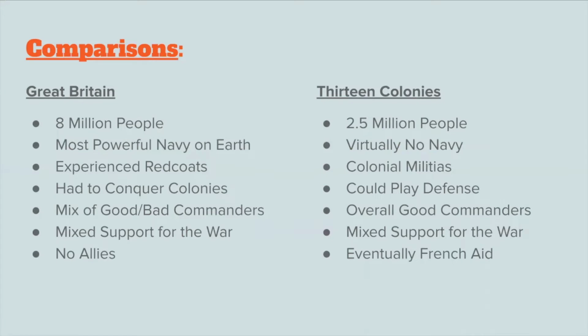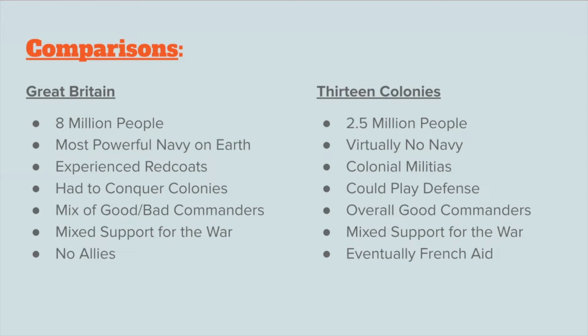First of all, the colonies could play defense. The 13 colonies were geographically large, massive compared to England, and Great Britain was going to struggle throughout the conflict to hold on to large swaths of territory. Great Britain also had a mix of good and bad commanders. They had some quality commanders, but others had more or less just purchased their titles from the king, whereas the United States, by and large, experienced quality commanders throughout the war.